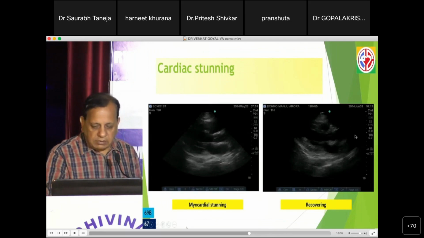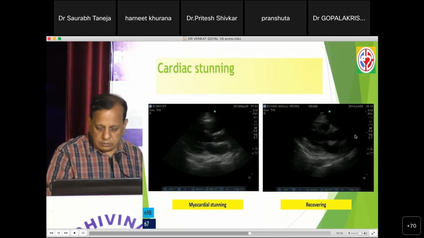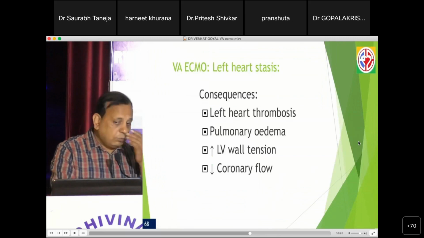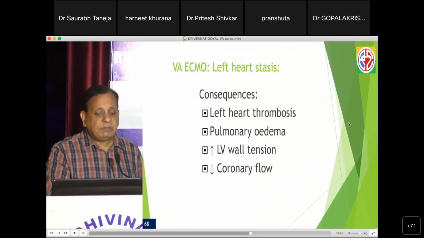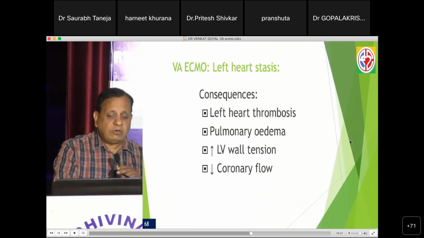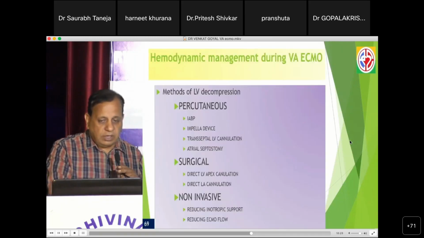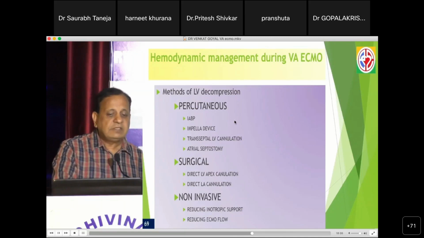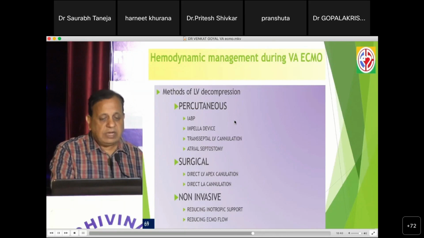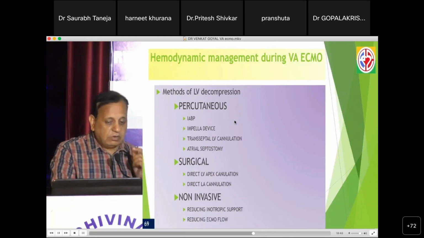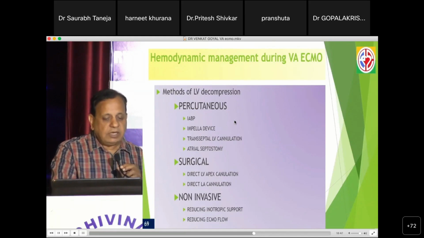Okay, I will cover it in the second talk. In VA ECMO: left heart stasis, left heart thrombosis, pulmonary edema, increased left ventricular wall tension and decreased coronary flow. And the methods to do LV decompression are through an IABP, impeller device, transseptal left ventricular cannulation, and atrial septostomy, or directly left ventricular apical cannulation, or LA cannulation, and non-invasively by reducing the inotrope and reducing the ECMO flow.